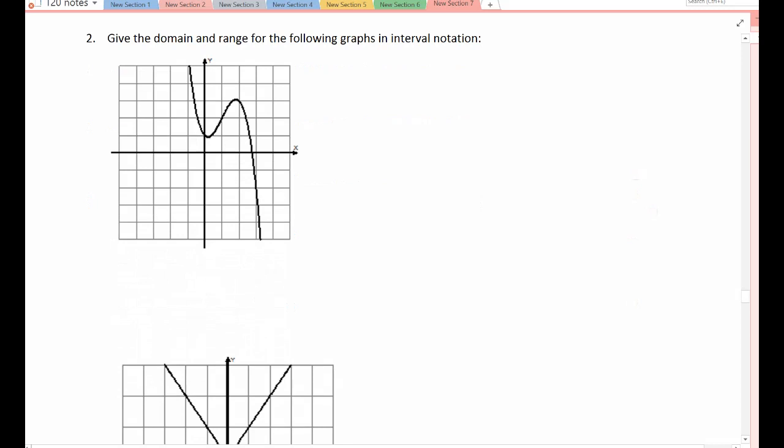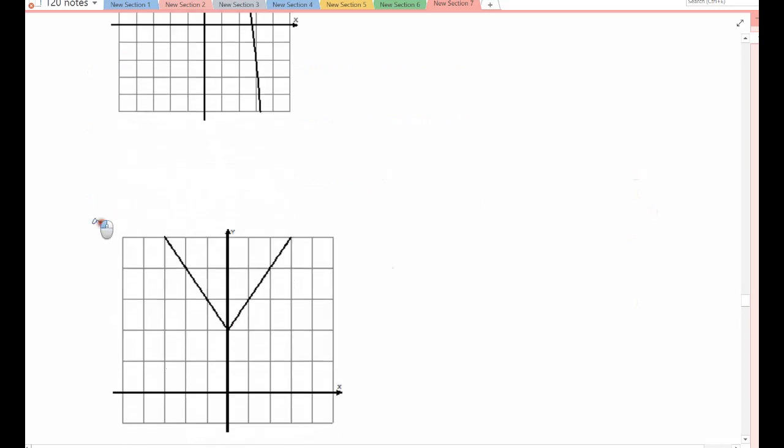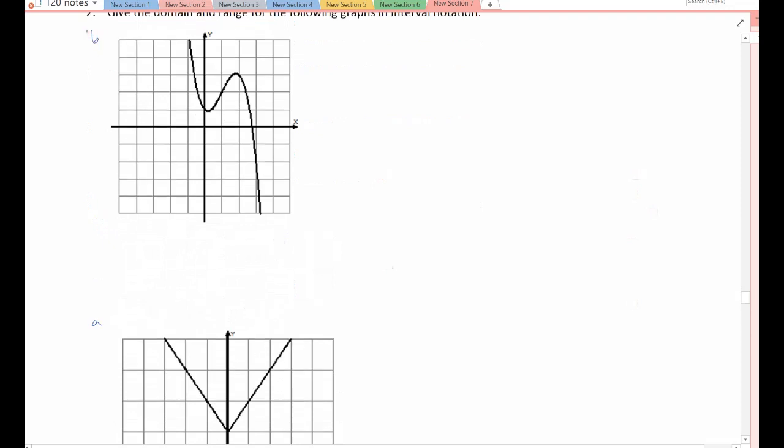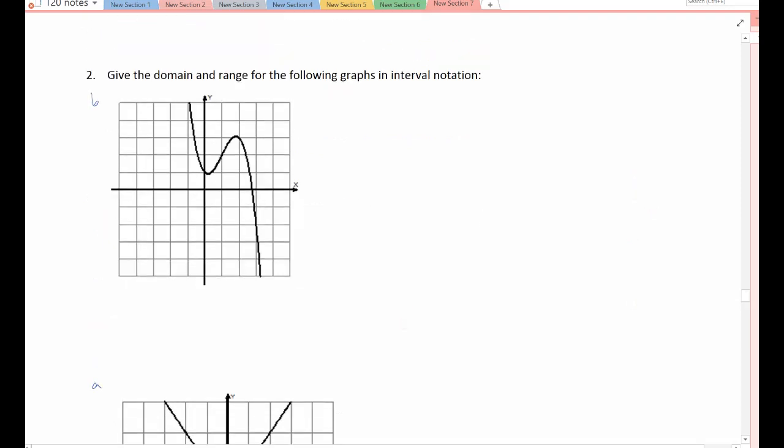So I think it is slightly out of order. I believe this is B, and then we'll get to A, and then C. So just be aware of that. There's A on your notes, B on your notes. Alright, so this is my function.